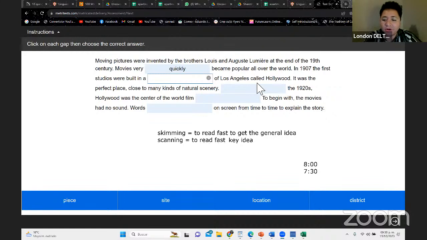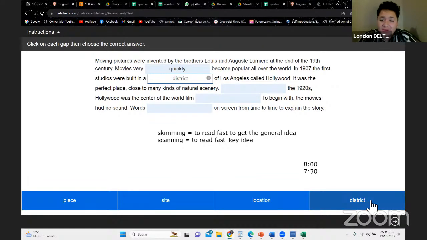All right, well, the correct option is district. Here we have like half and half. Why? Okay, let's see. What happens with piece? Well, piece is definitely not an option, right? Okay, site could be, right? For 1 second, you could think this could be the option. A site of Los Angeles.